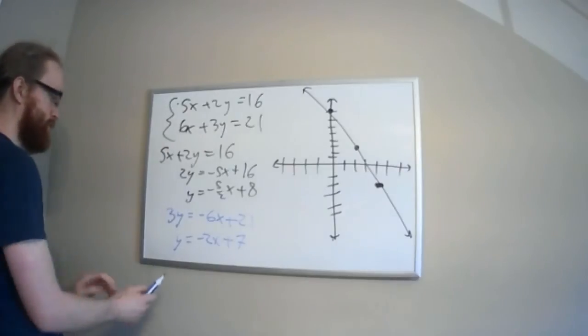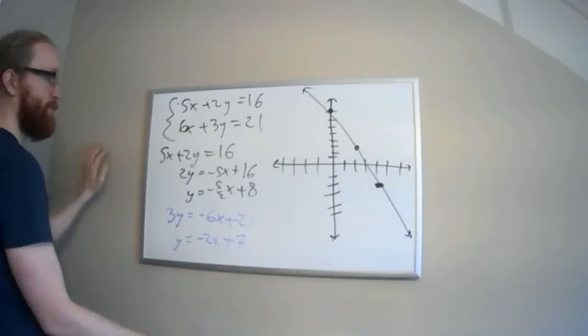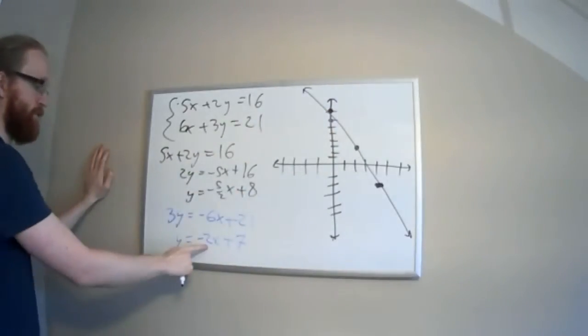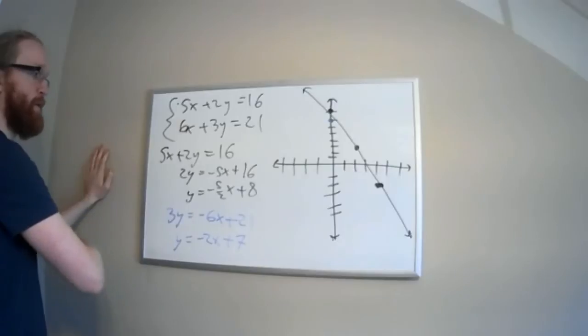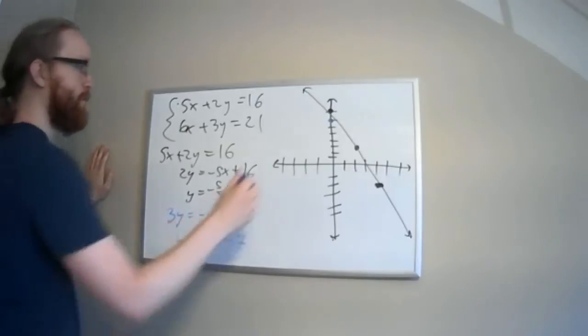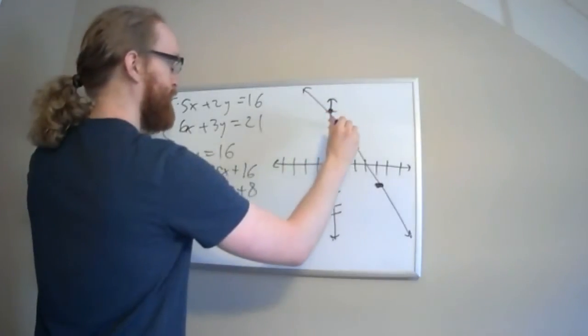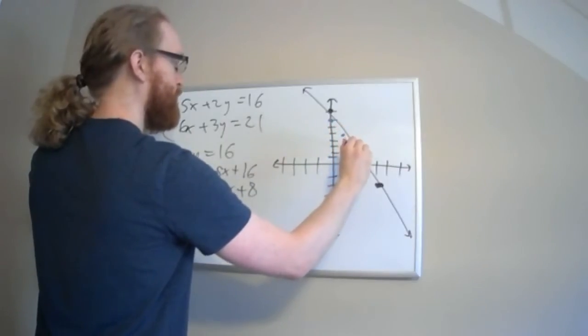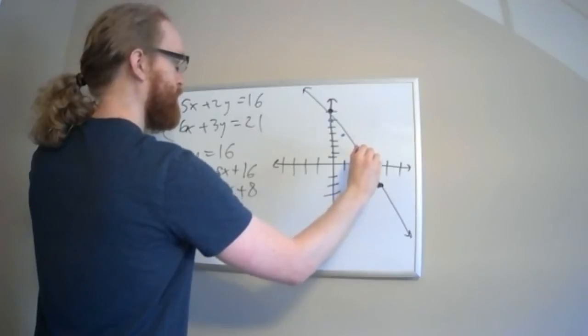So with the second equation, the y-intercept is now 7. So I'll go to 7 on the y-axis. And then the slope is negative 2, which means when I go to the right by 1, I go down by 2. So it's right by 1, down by 2, and so forth.